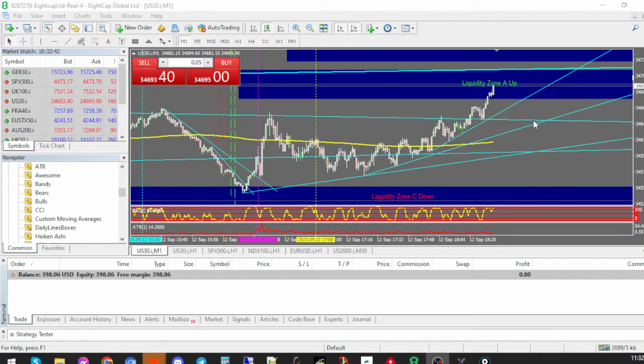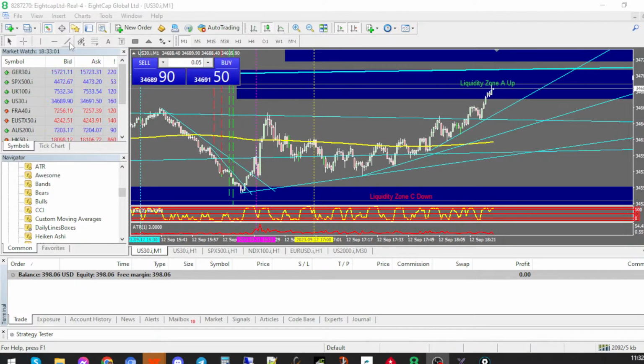This liquidity A zone is an area where the price is expected to be rejected and pushed back to the downside. I'm looking for an indication that tells me price is going to stop here and reverse to the downside. So far, let me see here. We have this aggressive move to the upside.